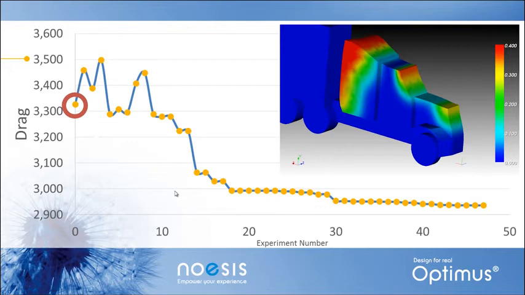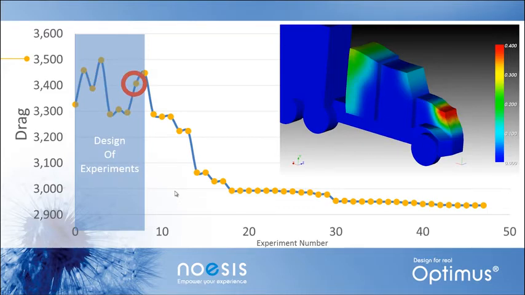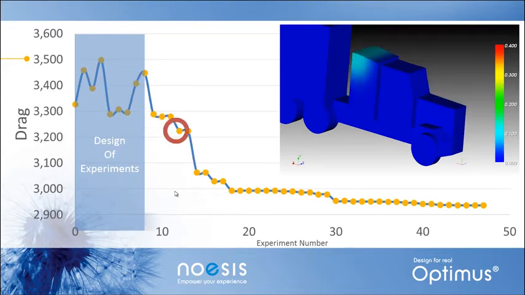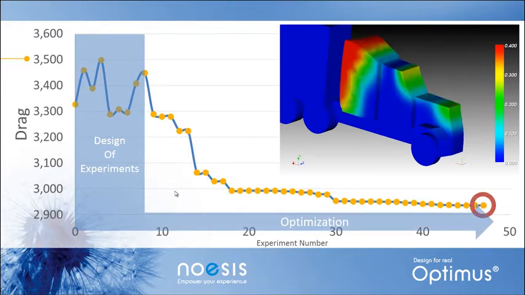Optimus also has the ability to run single objective optimization. You see one example here where a user is optimizing a semi-cabin, attempting to minimize the drag on that cab. In this optimization, a design of experiments is conducted for the first 8 experiments, and after that, a gradient-based optimization is made. And you can see the improvements in the drag values throughout the optimization process. And I think here we got about a 10% improvement in drag.